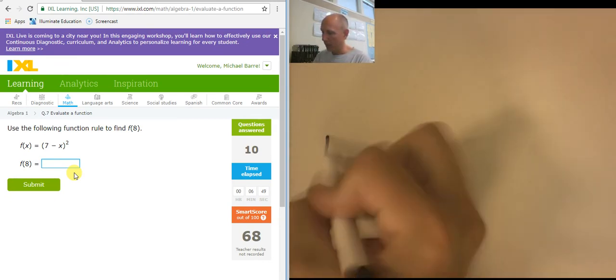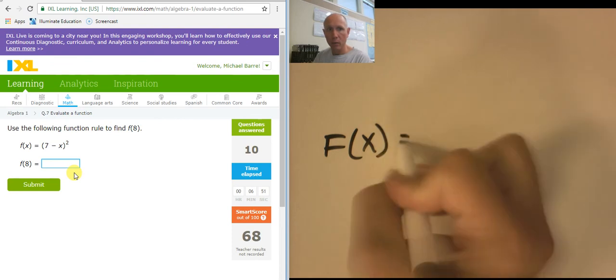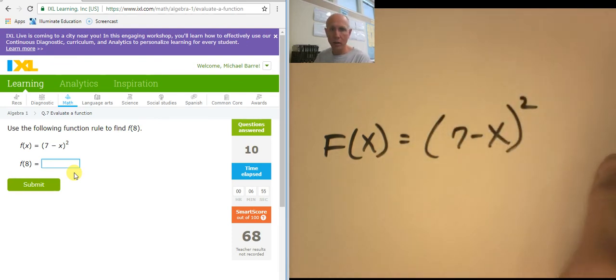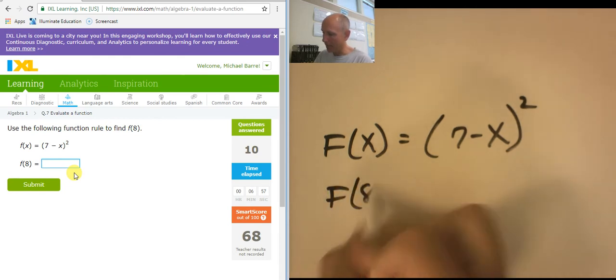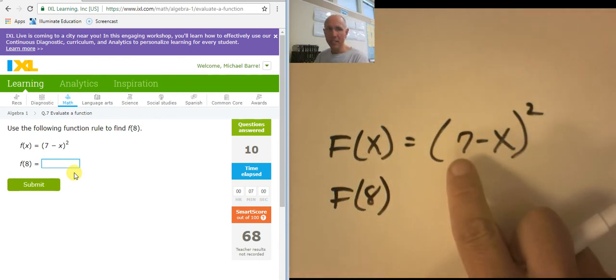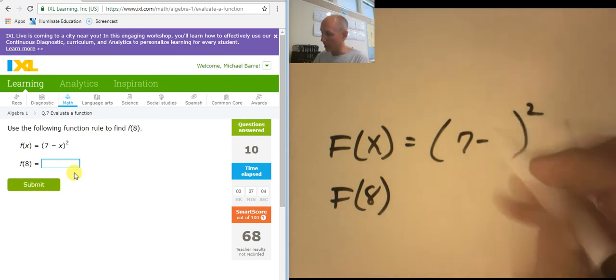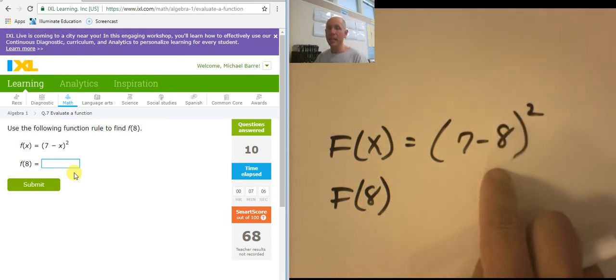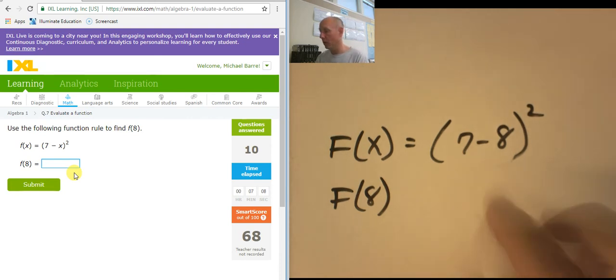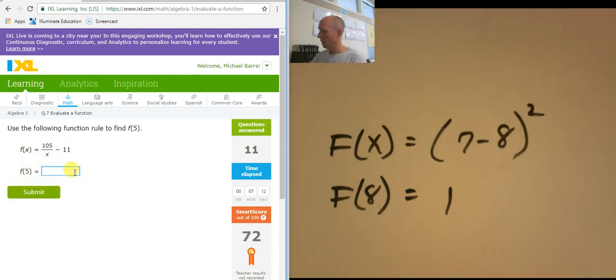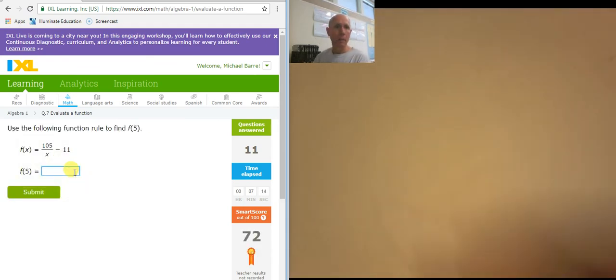All right, so f of x equals 7 minus x quantity squared, and I'm finding f of 8. So this is going to be 7 minus 8. I erased the x and I put an 8 there. That's negative 1. Negative 1 squared is 1. So f of 8 equals 1.